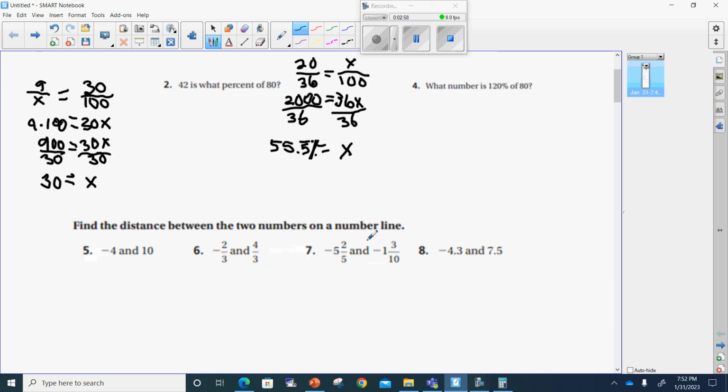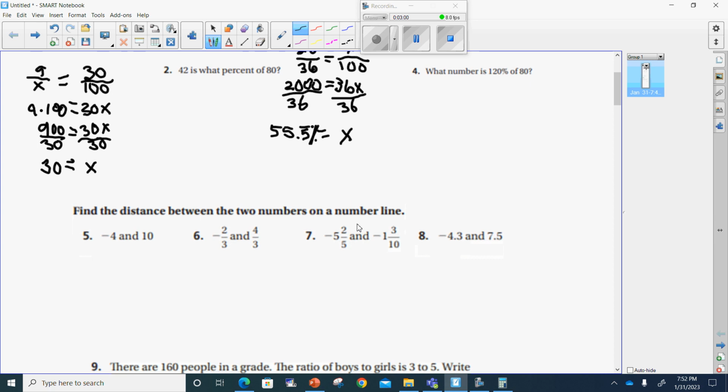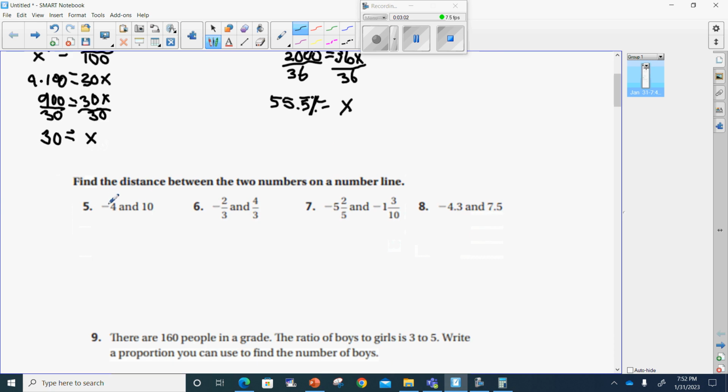All right, now we're going to number 5. Find the distance between the two numbers on the number line. This is a -4, there's a 10. If I'm making a number line out of this, I realize that when I put this through 0, -4 is going to be over here, and 10 is going to be over here. So I'm going to have to actually add these two together. Okay, so 4 plus 10 is going to be 14. The distance between them is 14.